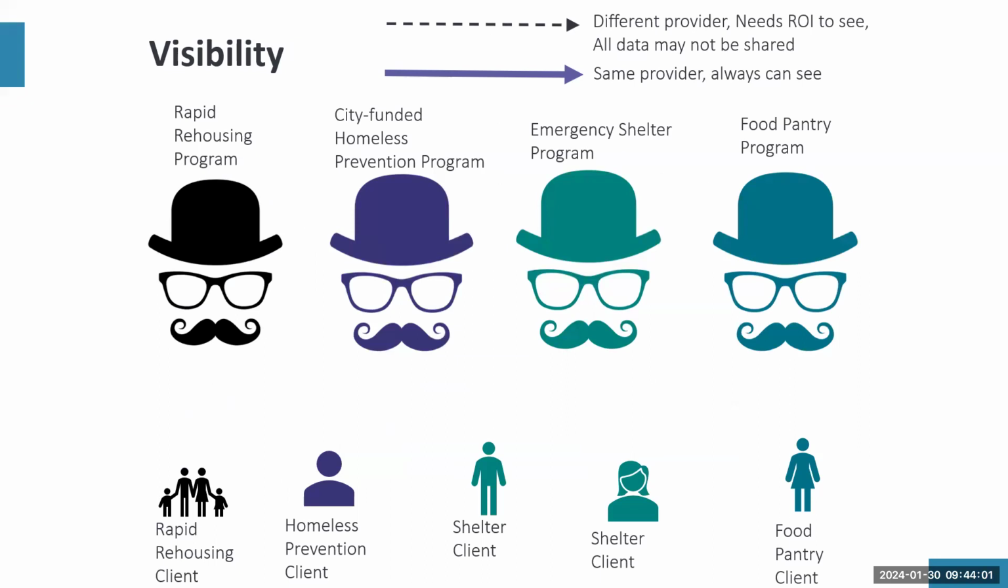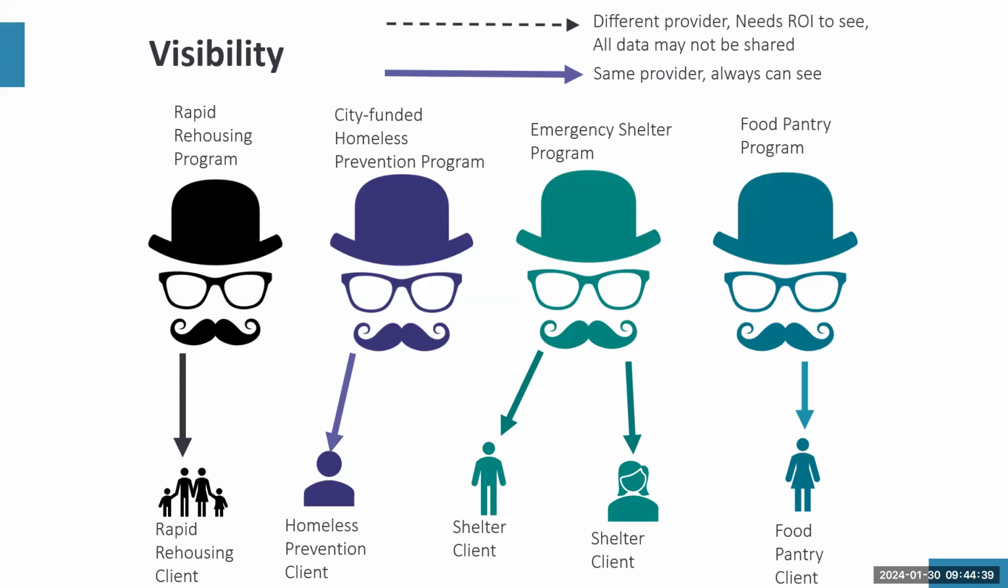So visibility, this is another representation or example of when I talk about visibility, and you'll hear that term used as well through your time in HMIS. An example would be if you had a rapid rehousing provider, a homelessness prevention, emergency shelter, and food pantry program. Each provider can see client level data and information that they entered under that provider. They don't need a release of information. They have access to that provider. They're in the system entering data as that provider, so they can see that client level data that's within that project level provider.